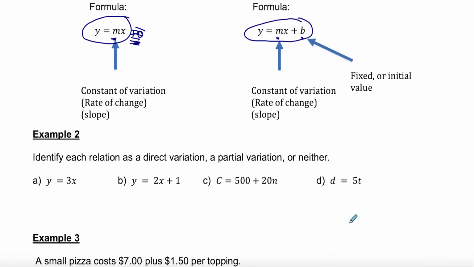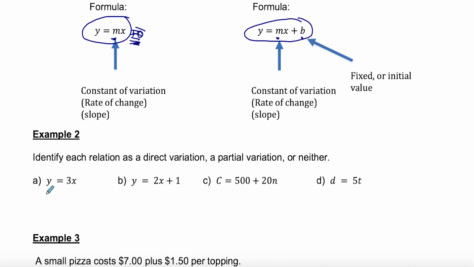So example 2, very different between direct and partial variation. Partial variation, you're going to see this extra value, this constant number that doesn't have a variable with it, it's just on its own. So identify each relation as direct variation, a partial variation, or neither. So lines, one thing you should know is that the largest exponent of a line should be 1. It needs to be a first degree equation.